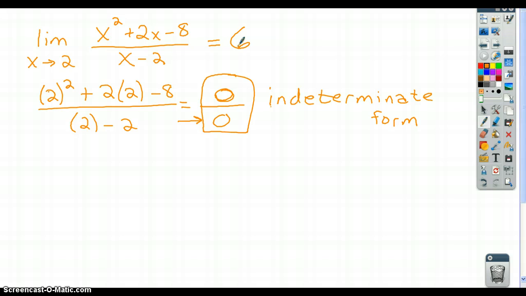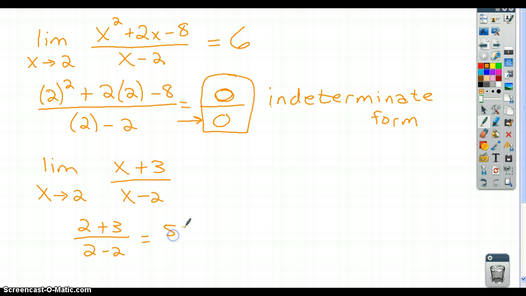We will learn how to handle that in another presentation. Just to show you an example, I'll make one up here. The limit as x approaches 2 of x plus 3 divided by x minus 2. When we substitute 2, we end up getting 5 divided by 0. Something divided by 0 doesn't exist, and the limit doesn't exist there either, because what's going to happen there is an asymptote.